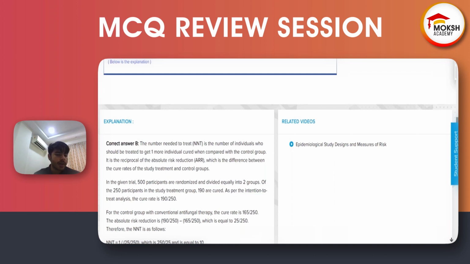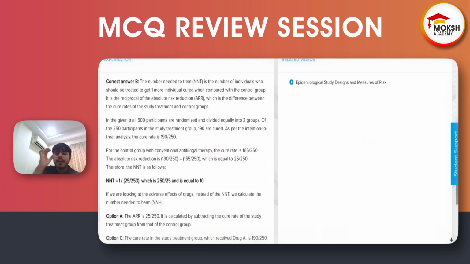Of these participants, in the study treatment group, 190 are cured. As per the intention to treat analysis, the cure rate is 190 by 250. For the control group, it is 165 by 250. So the absolute risk reduction is 25 by 250. So number needed to treat is 1 upon absolute risk reduction, that is 1 by 25 by 250, which is equal to 250 by 25. That is, we need to treat 10 patients to cure one patient. If we treat 10 patients, one patient will be cured.